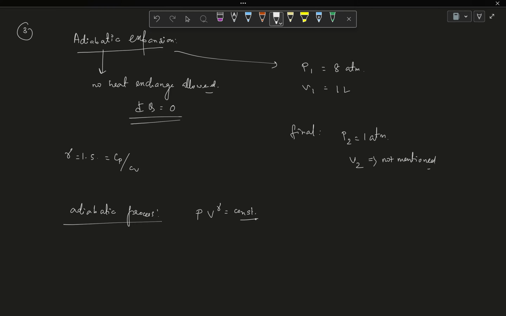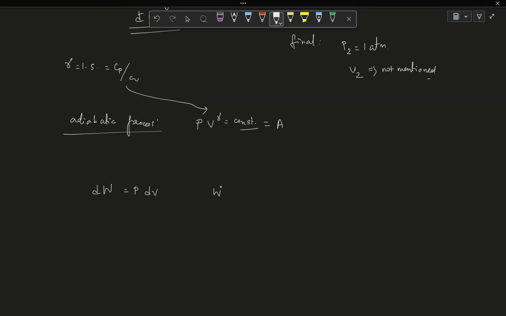Just like when you have an isothermal process, your internal energy does not change, so du equals 0. Similarly, the relation between P and V that is followed in an adiabatic process is PV to the power gamma equal to constant, and let us name this constant as A. This gamma is the specific heat ratio Cp by Cv. And we have to calculate the work done. You know that dW equals PdV.